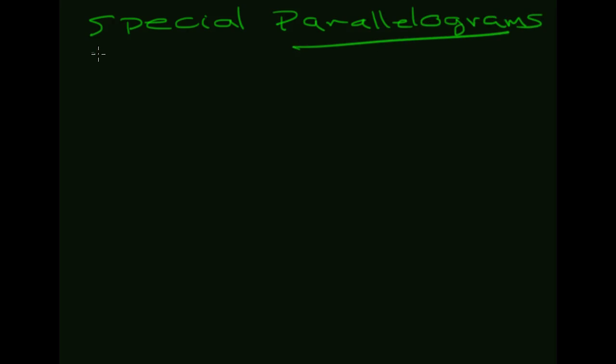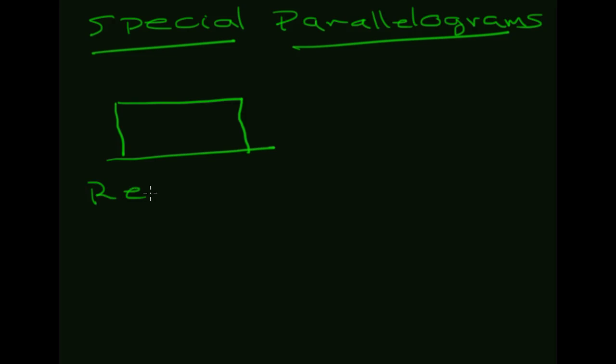Okay, so we're going to get into the properties of what are called special parallelograms. And we have three special parallelograms. We have a rectangle, and what makes a rectangle is it's a parallelogram that has four right angles.